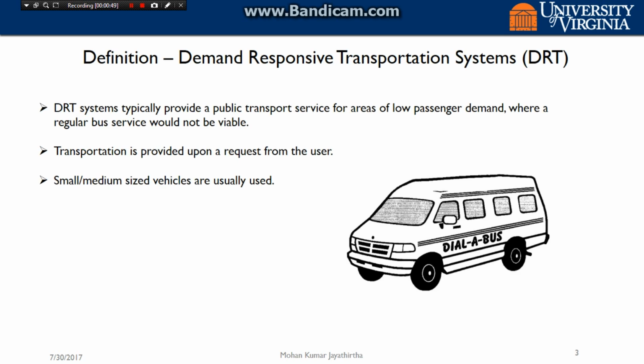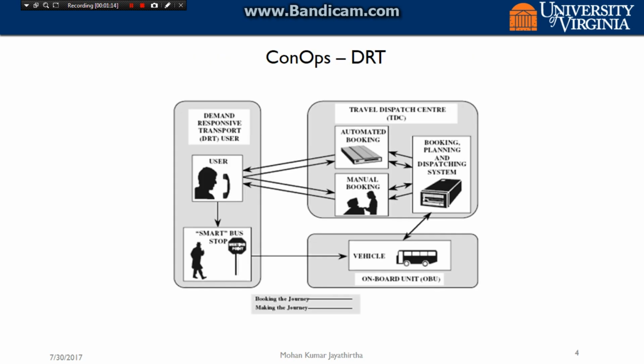So the definition of demand responsive transportation systems, as the word itself says: this is a transportation system that is provided upon a request from the user. This is usually implemented in low passenger demand areas where regular bus service or regular transit service is not economically viable. So small or medium-sized vehicles are usually used for this purpose.